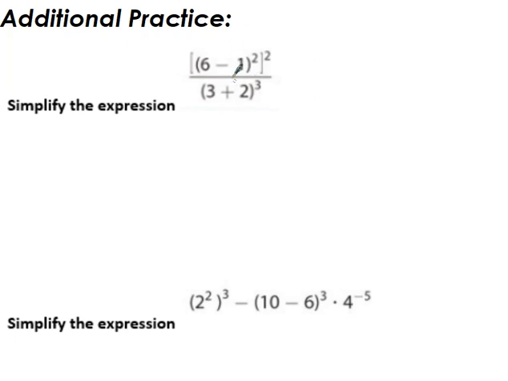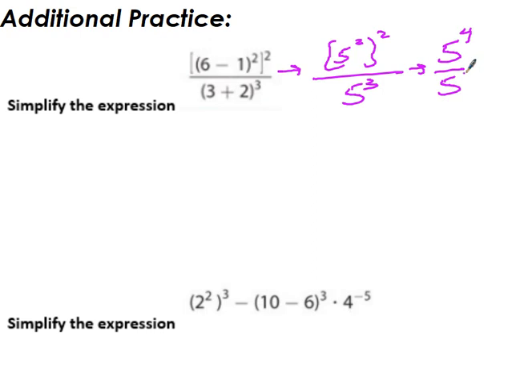So again, I'm going to simplify inside the parentheses first. So it's 5 to the power of 2, all raised to the power of 2, all over 5 to the power of 3. 5 squared raised to the power of 2, that's a power of a power. So I multiply those to get 5 to the 4th over 5 to the 3rd, which gives me just 5 to the first power, but 5 to the first power is just 5.